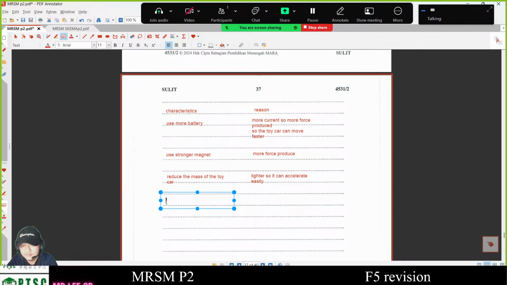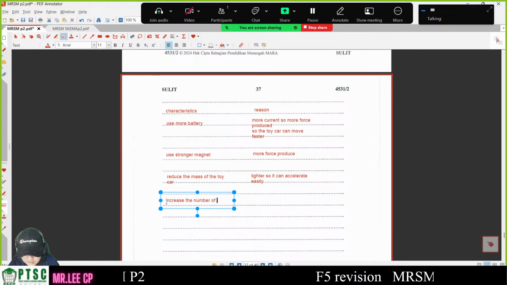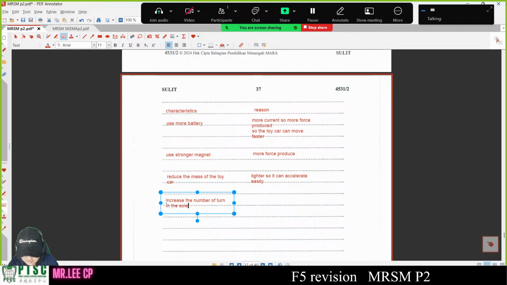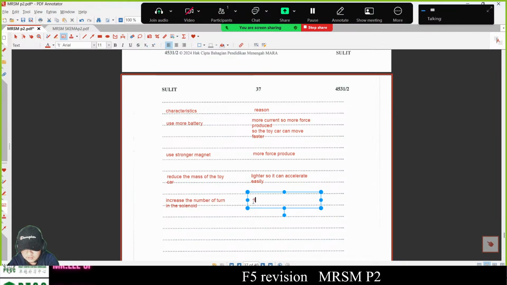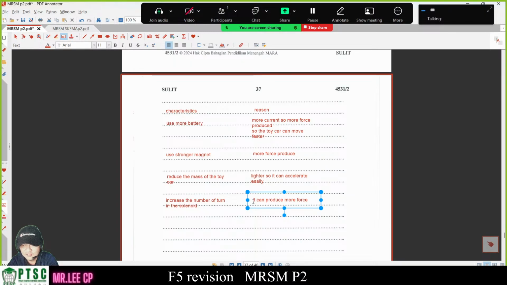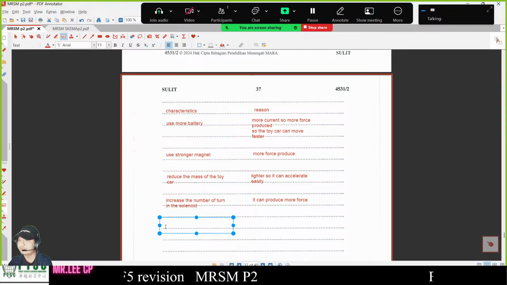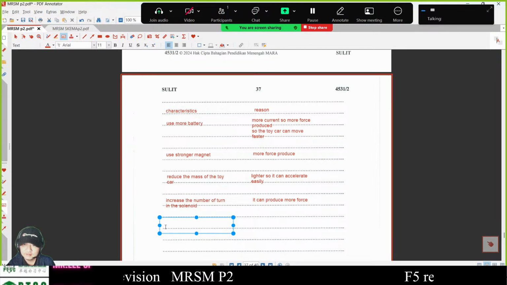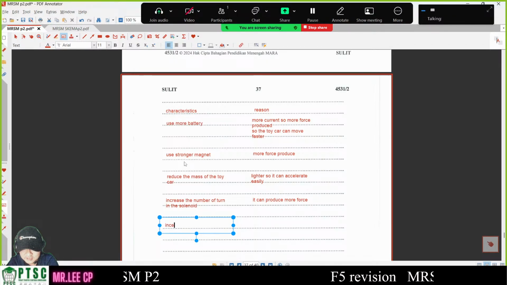More turns. Increase the number of turns in the solenoid, so it can produce more force. Same thing, so it can move the toy car faster. More turns, more current. Because of more battery, I don't have an idea, so I use more current, increase the current.